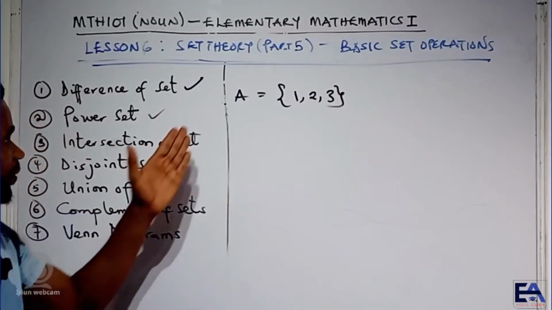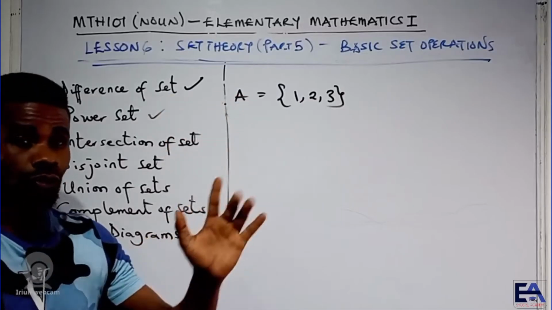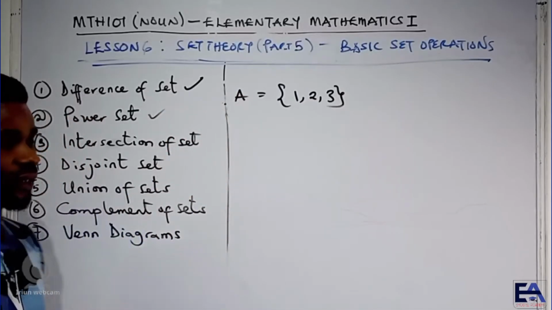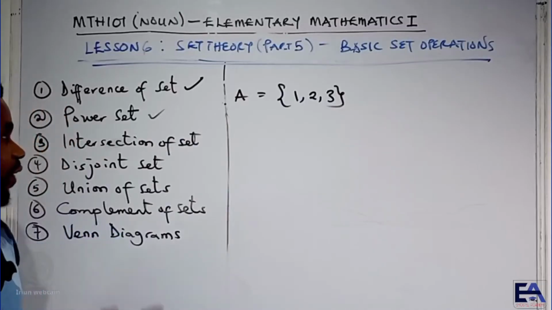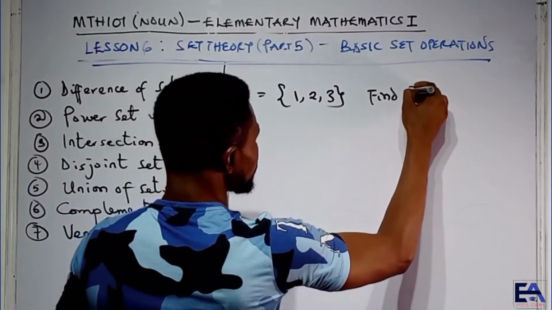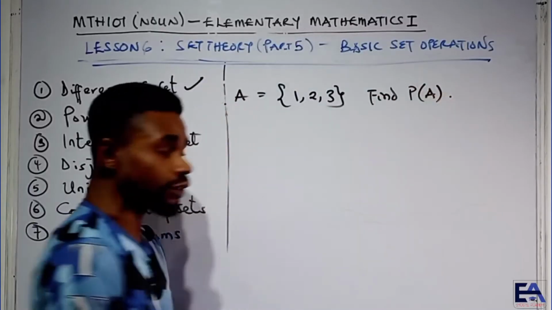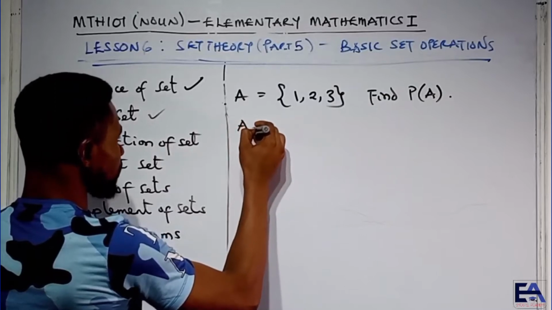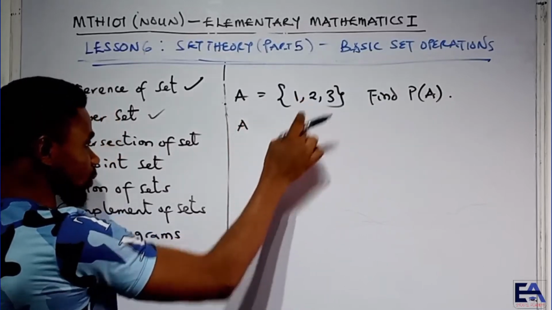If A is equal to {1, 2, 3}, which means we have 3 elements in set A, and we need to find the power set of A, as the question says, it is very simple. What you do is check for all the possible subsets that can be formed from this particular set.